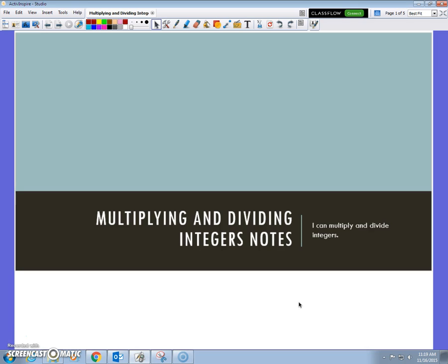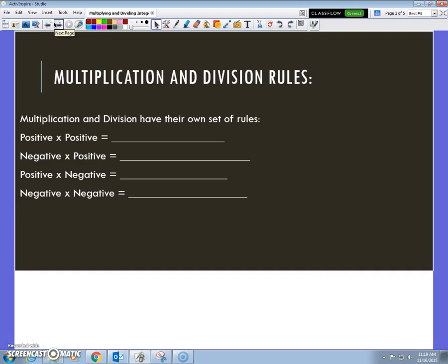When I say multiply, you might hear me use the word product. If we're dividing, you might hear me use the word quotient. Those words are kind of synonymous with multiply and divide, product and quotient. Alright, so the rules that we need to know are these.